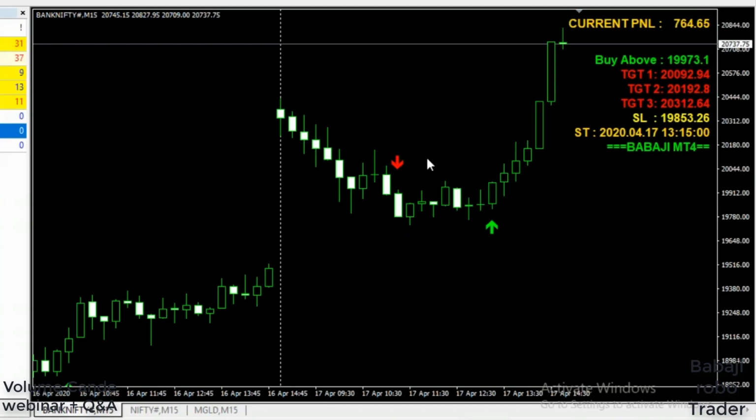To place a trade, whenever the arrow mark comes, this will place the order directly to Alice Blue through our software, through our vertical Alice Blue software. So we have the software. I'll show you the software.